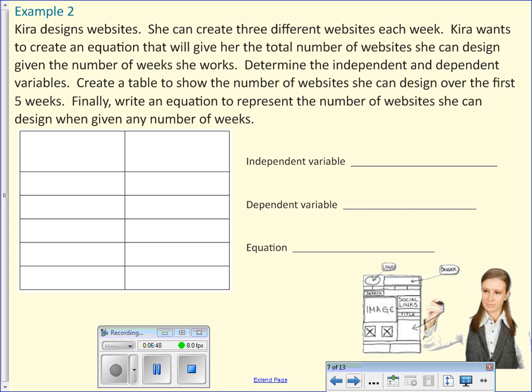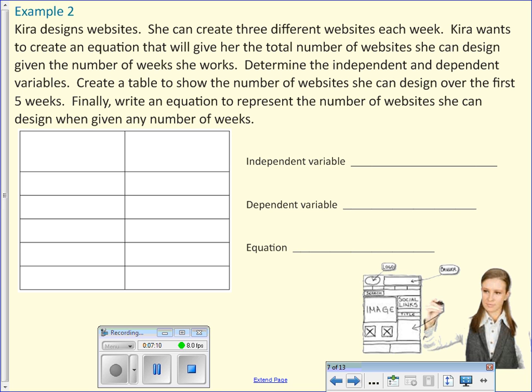Determine the independent and dependent variables. Create a table to show the number of websites she can design over the first 5 weeks. Finally, write an equation to represent the number of websites she can design when given any number of weeks. So we have 3 tasks here, and I want to make sure that I fully answer the question.